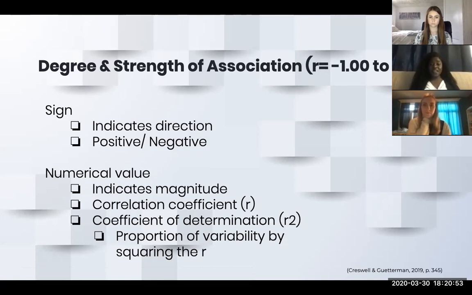When there's a negative sign, it means a negative direction, meaning that variables are oppositely related. And when there's a positive sign beside it, it means that both variables are moving in the same direction. Now, the numerical value indicates the strength of the relationship. The closer you get to 1, the stronger the relationship.